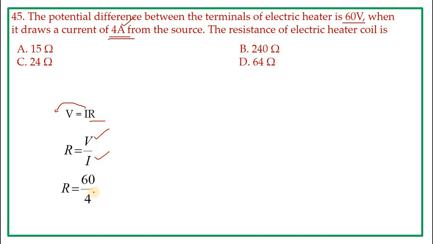Now let us simplify this, children. 4 ones are 4 here. 2 is the remainder. 2 take between 6 and 0, we get 20. So 5 fours are 20. Therefore R value is how much, children? 15 ohm. So that is option A. Move on to the next one.